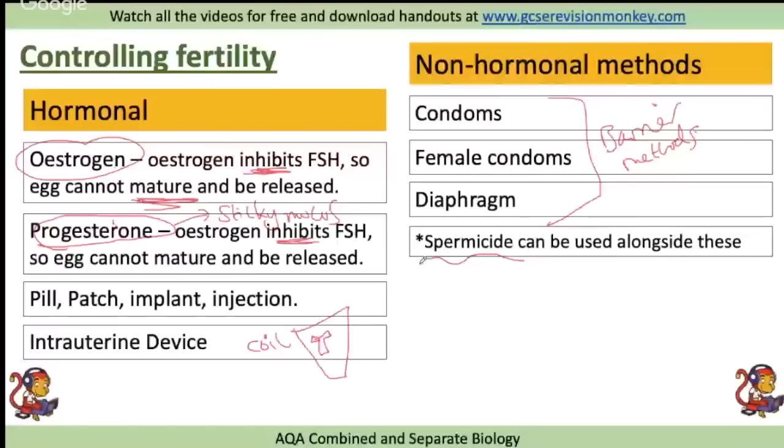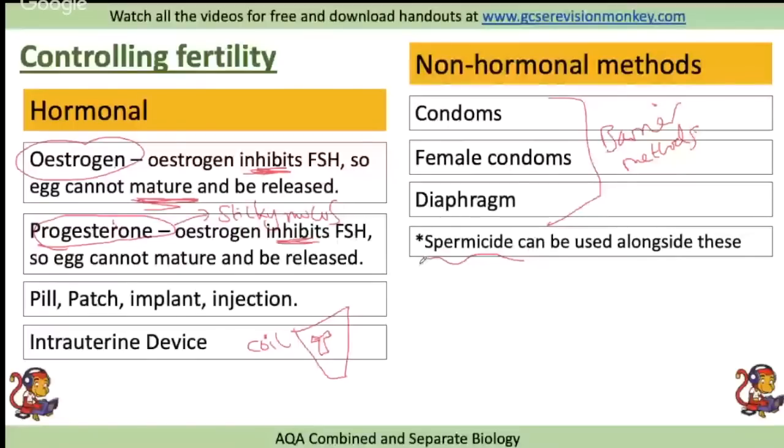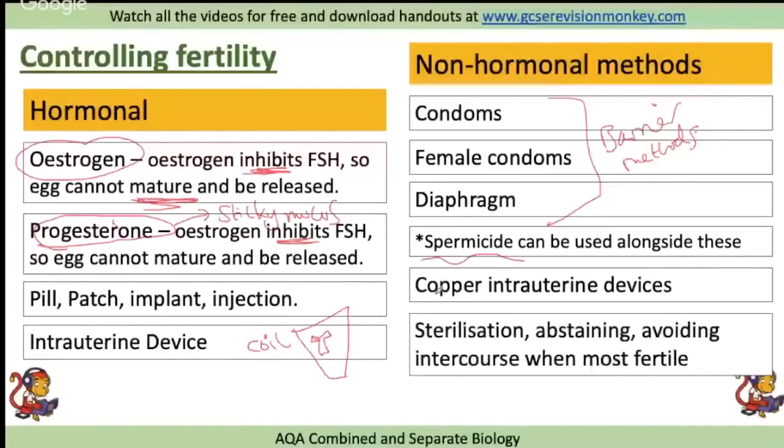Another method you can use is copper coils, essentially copper intrauterine devices. So they actually kill the sperm rather than releasing hormones. And there are permanent methods such as sterilization that you could use for the male or the female. Abstaining, which is avoiding intercourse or avoiding intercourse when you're going to be most fertile. So avoiding intercourse around that day 14 when the egg's released will help. Okay, meiosis then.